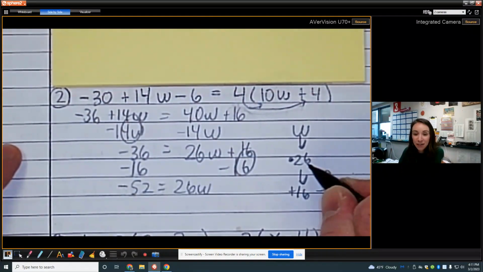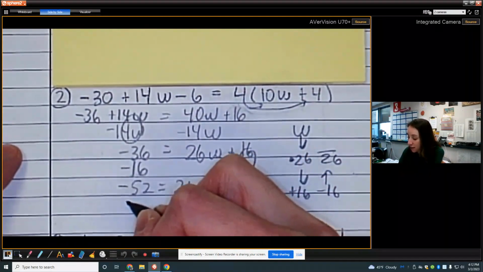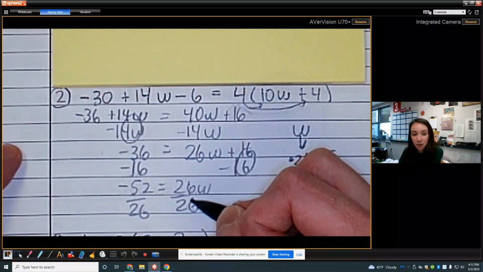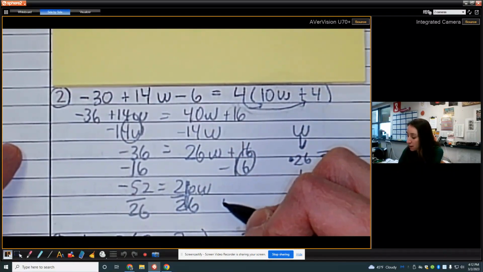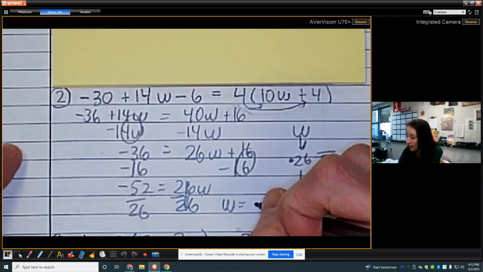Now go back over here. The inverse operation of multiplying by 26 is dividing by 26, so do that to both sides of that equal sign. 26 divided by 26 is 1. 1 times w is 1w or w. Negative 52 divided by positive 26 is negative 2.